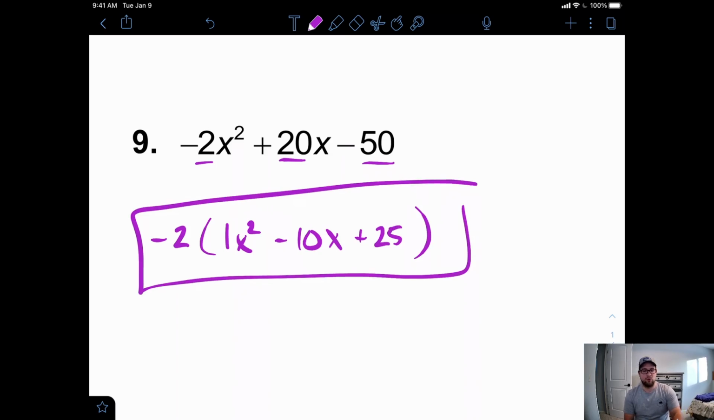One thing that's important to notice is how, when I pull out that negative, what really happens is my signs flip on everything that's left. So this was a negative, positive, negative. Now it's a positive, negative, positive. My signs just flipped and went the other direction.